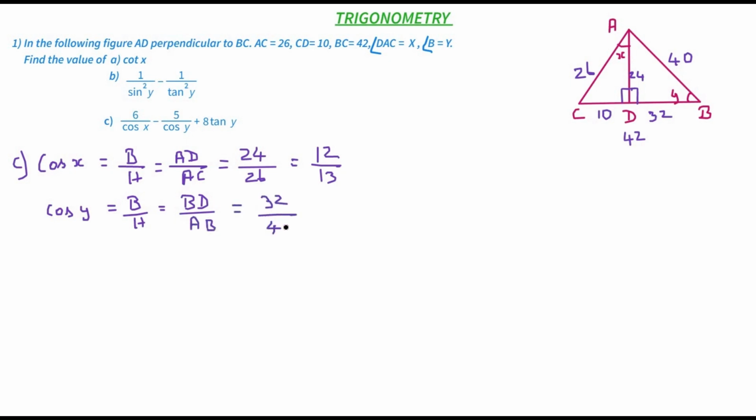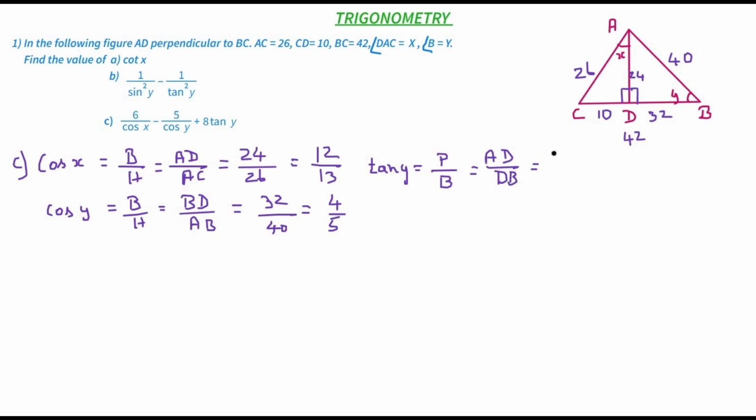So what is the value of BD? 32. 32 by 40. So 32 by 40 can be further reduced to 4 by 5. We are dividing it with 8 table. 32 divided by 8 is 4. 40 divided by 8 is 5. Easy. Now let's find the value of tan y. So tan y. What is tan y? You would know, right? Just now we did it. It is perpendicular by base. So since it is with reference angle y, which is our perpendicular? AD, and our base is DB. So AD by DB.